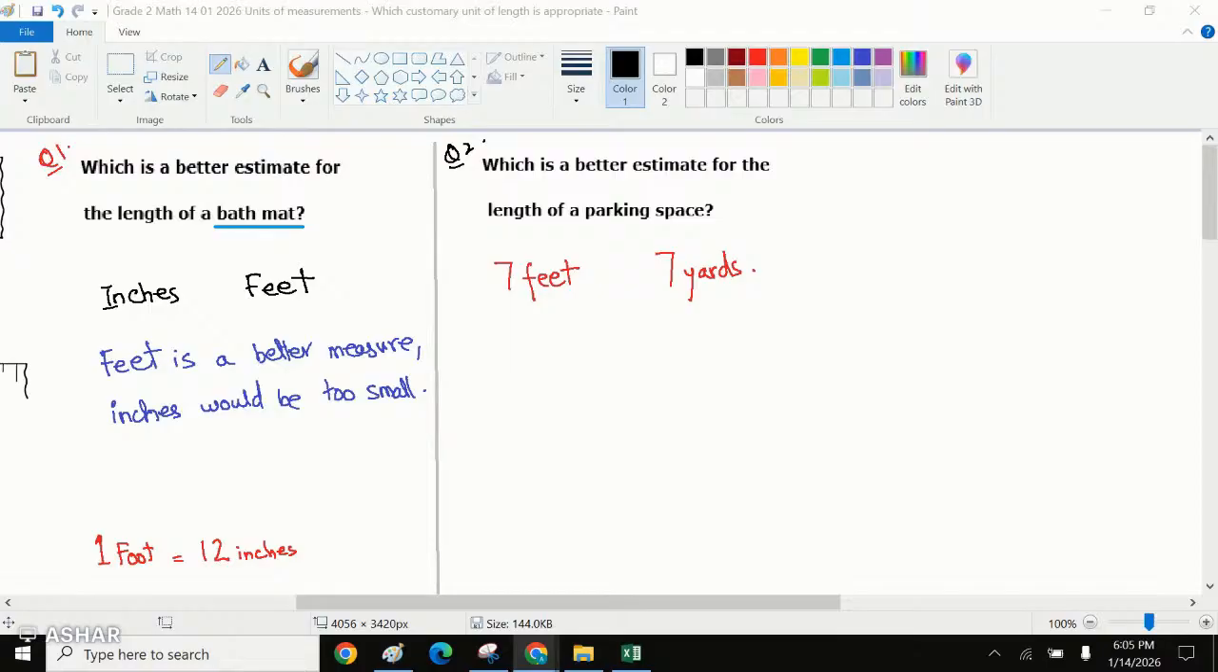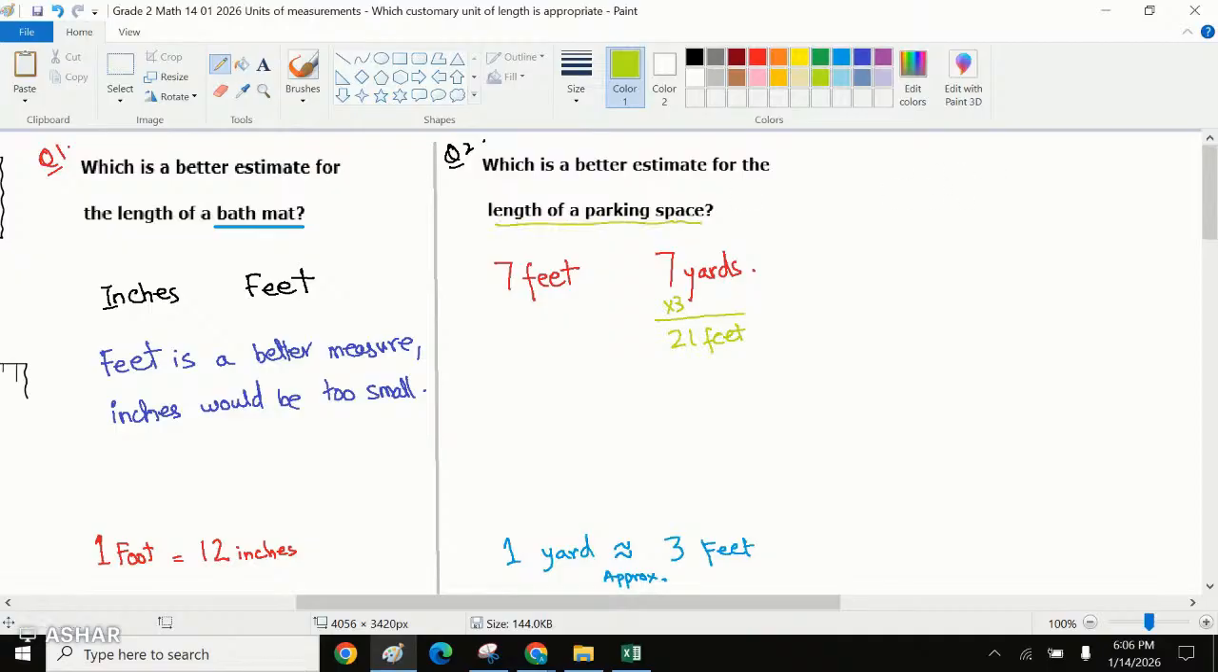So we can also say that 1 yard is approximately equal to 3 feet. I'm using a rounded off value over here, right? So which should be greater? We multiply by 3. That means it should be more than 21 feet, right? So 21 feet is a better length for a parking space, right?